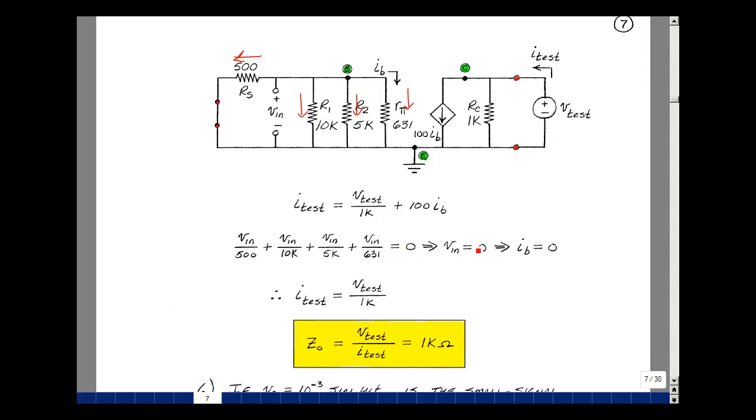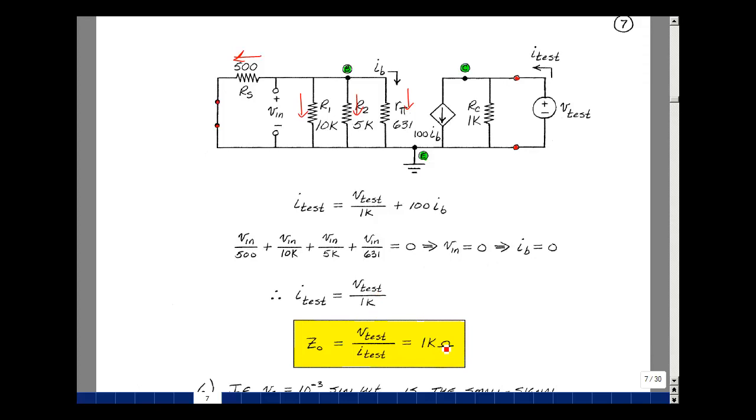The only number that works is if Vn is equal to 0. And that implies that I sub B is equal to 0. And that makes sense. There's no connection back this way. We therefore have I test is equal to V test divided by 1K plus 0. Our output impedance, called Z out, is equal to V test divided by I test, and that's equal to 1K ohm.